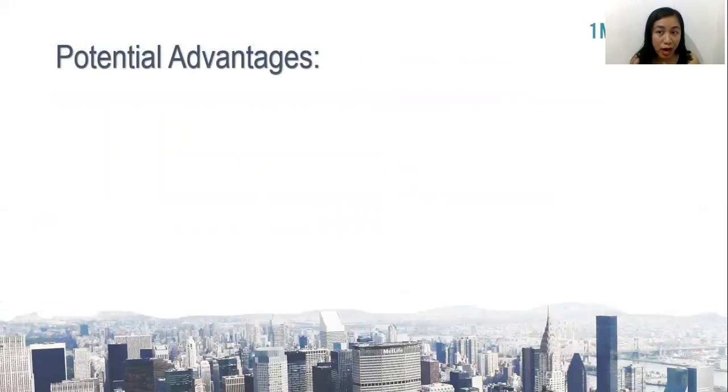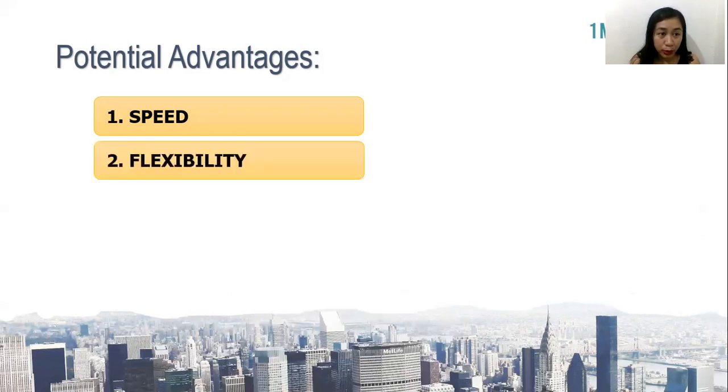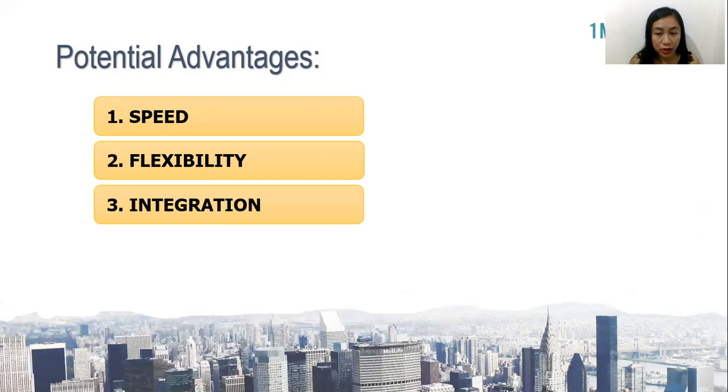Potential advantages of a boundaryless organization. Number one is speed. They can respond to customers quickly, bring new products, and change strategies faster, unlike organizations with layers of management that take longer because everyone must be informed and convinced prior to implementation. Number two, flexibility. It creates an environment where employees coordinate their efforts and change their roles to suit the demands and situation. Number three, integration.